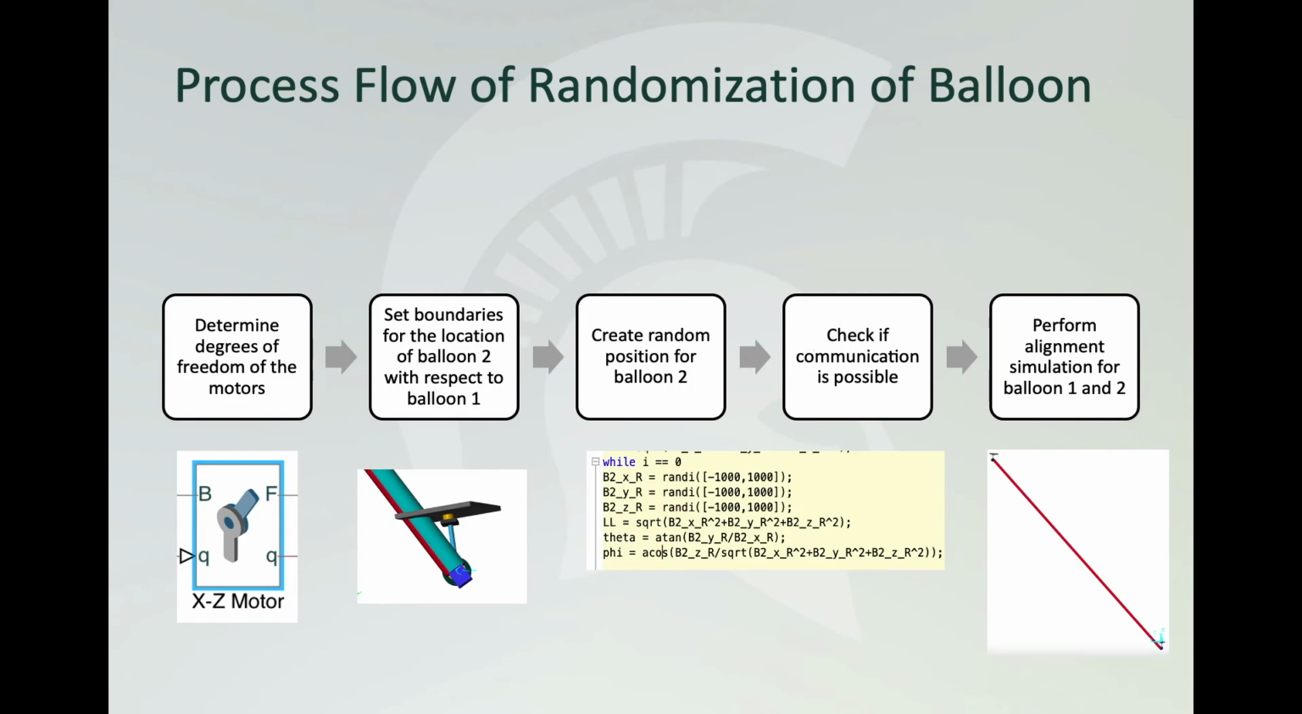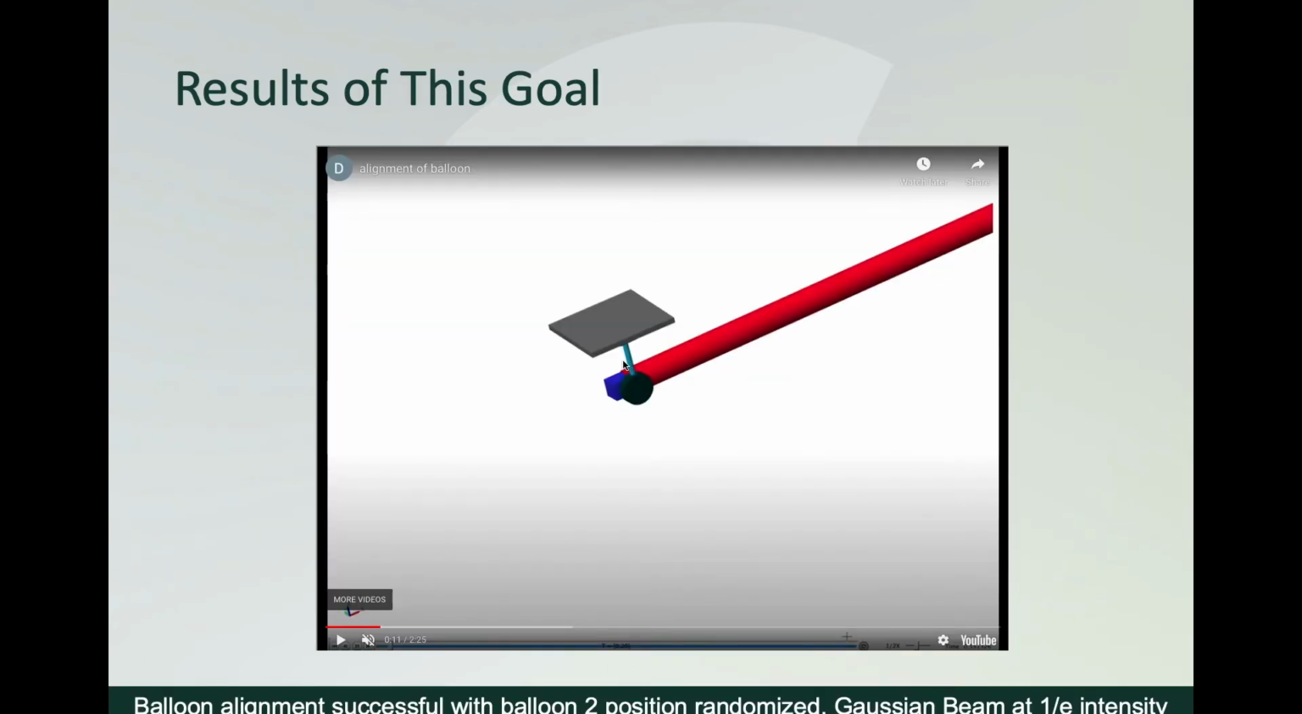So here's a small snippet of the MATLAB code that I used, and this randomized a position of balloon 2, and then it did some math in spherical coordinates and checked if balloon 2 was in motor range of balloon 1. And then after that was all said and done, it performed the alignment in a simulation for balloon 1 and 2. Here is the Simulink model in action.